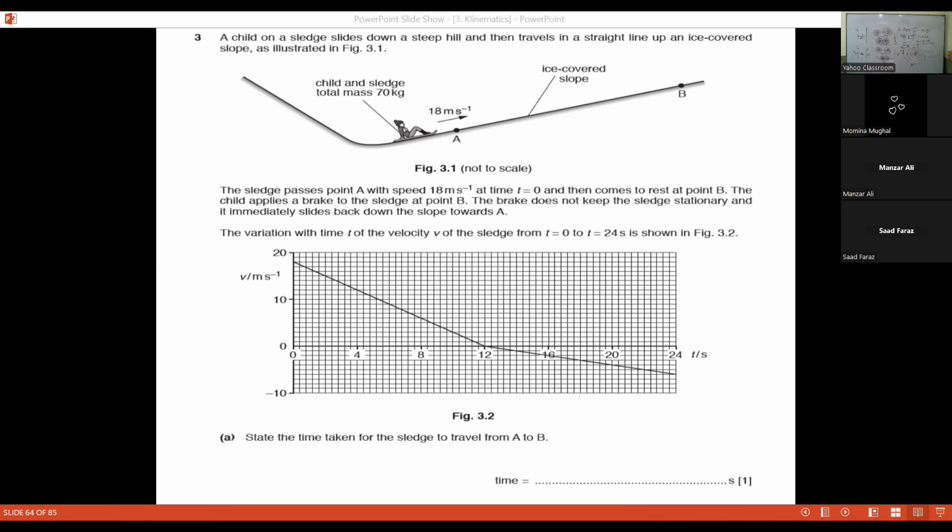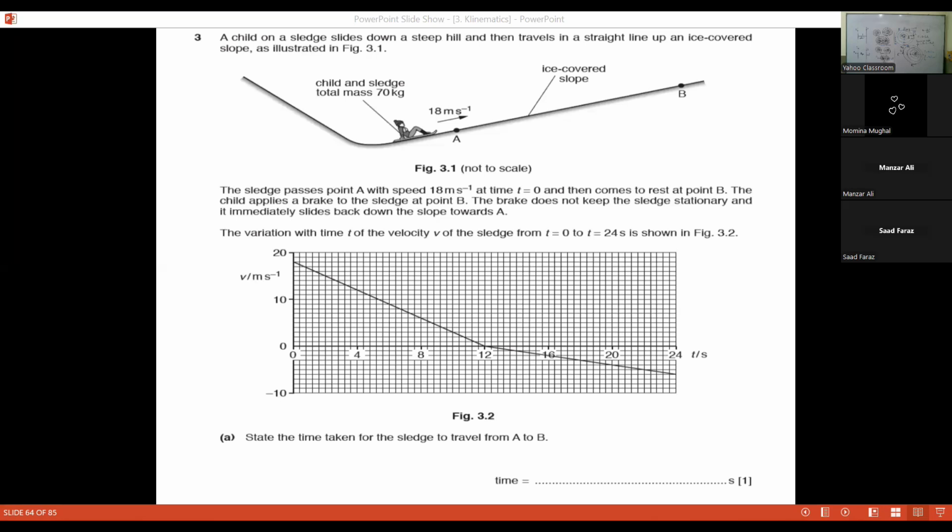We have a velocity time graph starting from 18 and the velocity becomes 0 at 12 seconds. And then from backward, when it is moving, the velocity is in the opposite direction. And downward acceleration is different because the gradient is different. This is what we are observing from the graph.